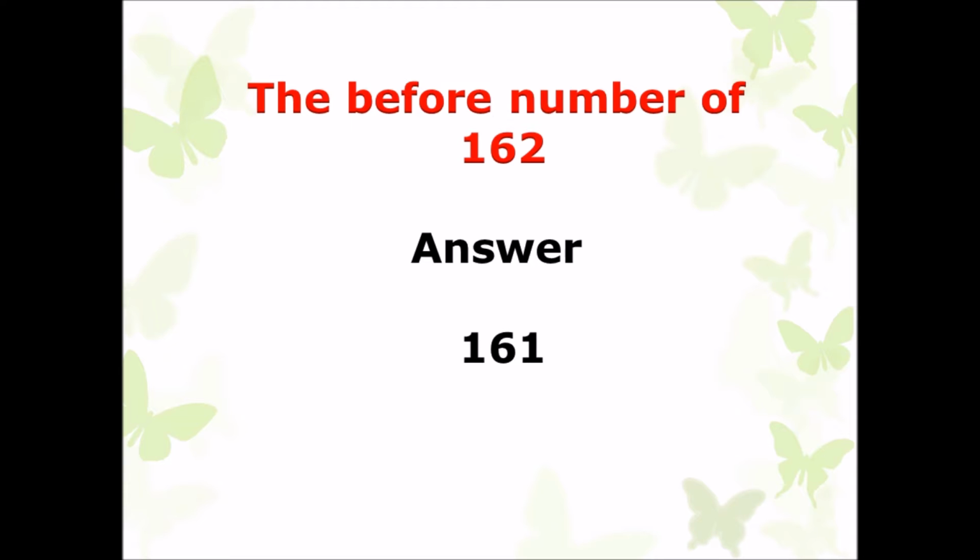Before number of 162. Before number of 2 is 1. And write the 16 as it is. So it is 161. Before number of 41. Replace the 1 with 0 as the before number of 1 is 0 and 4. So it is 40. Before number of 661. Take the ending number 1. Replace it with the before number 0. 66. So it is 660.